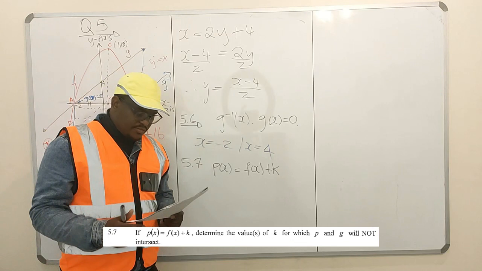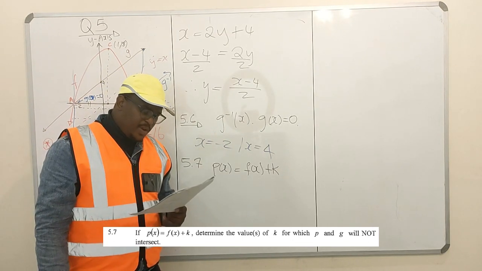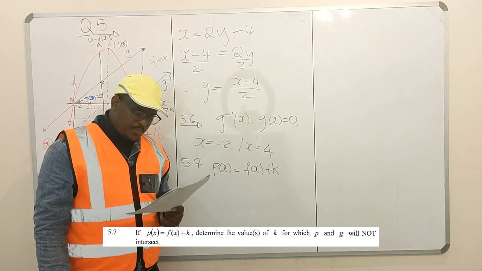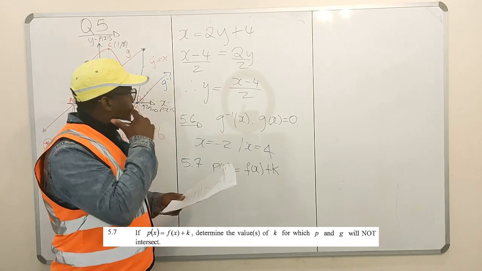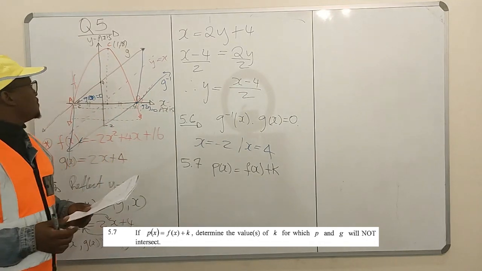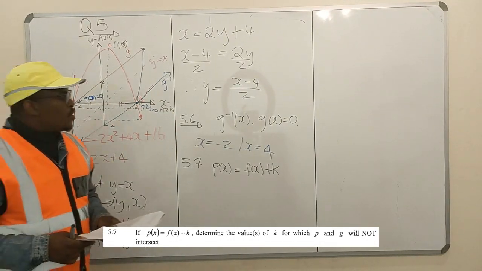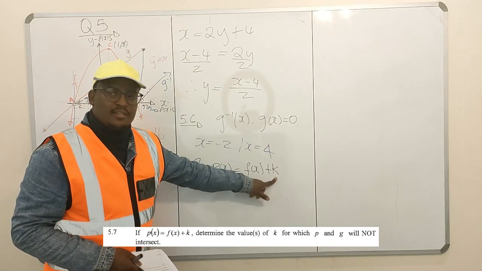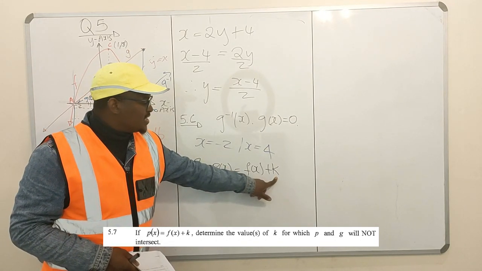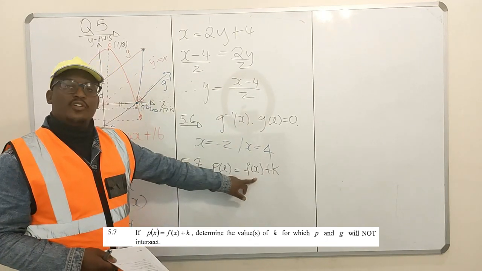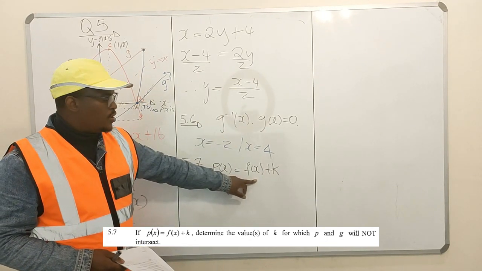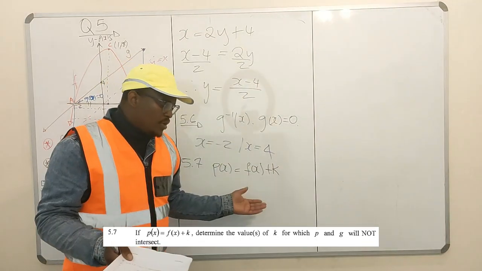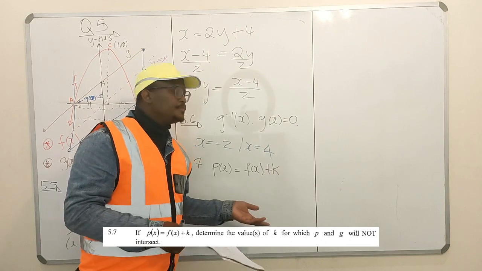So 5.7 reads as follows. If p of x is equal to f of x plus k, determine the values of k for which p and g will not intersect. So, you are given a function p of x as f of x plus k. I look at this k as a vertical shift of f. k is a real number, so you'll be shifting vertically either up or down depending on what value k is.